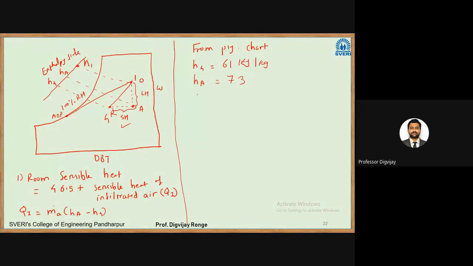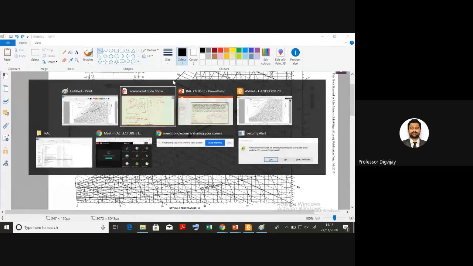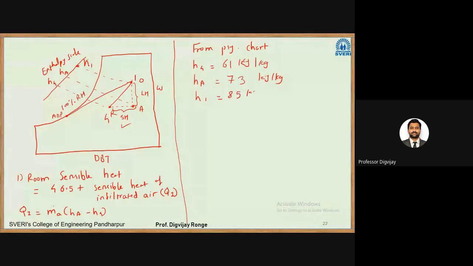Okay. Similarly, let us find out the enthalpy of H1. This unit will be kilojoule per kg. For that, I have to follow the point O. So this will be H1, and I have to follow up to the enthalpy scale, right? So I will reach up to here. This is 80, as you can see, 82, 84, 85. So 85 will be my enthalpy at point 1, 85 kilojoule per kg. Okay, so this way I have derived the enthalpy values.